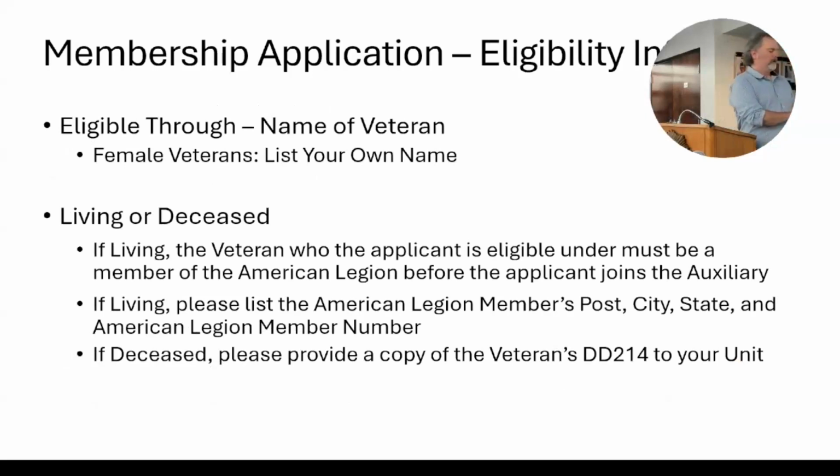So eligibility through the name of the veteran. And as you can see on that form, it says if you're a female veteran, list your own name. Now, a lot of the auxiliary members have to join with, if their eligible person is still alive, that eligible person needs to be a member of the Legion. And that's where you're going to ask, okay, well, if they're living, the veteran, what post is the veteran in?